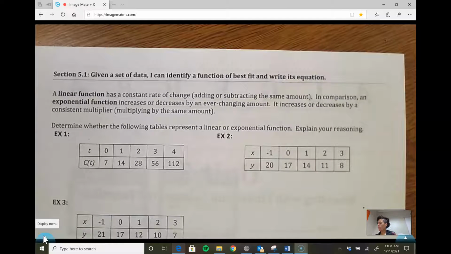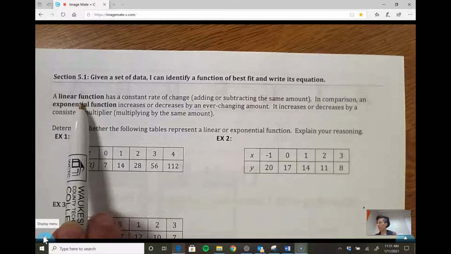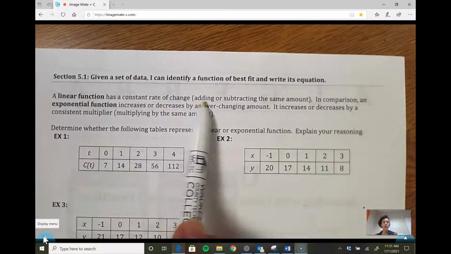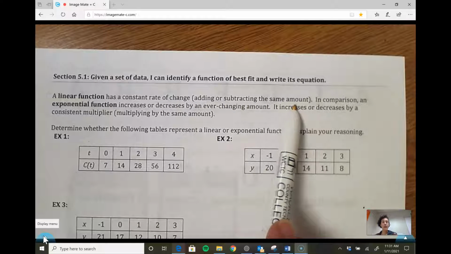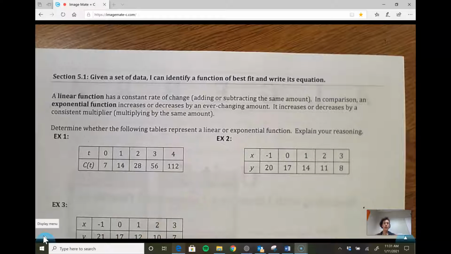So when you open up your packet or you're just on that piece of paper, we are on page 2, just at the very beginning. Our goal in this section is, given a set of data, a bunch of points on our graph, we want to see the function of best fit, and then we want to write its equation. The two functions we are working with are linear functions, which have a constant rate of change. Remember, that's the amount that you add or subtract each time. Or you have an exponential function, which increases or decreases by an ever-changing amount. Remember, when it increases or decreases, it's because we're multiplying by the same amount.